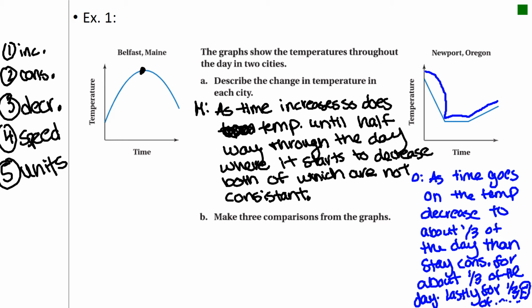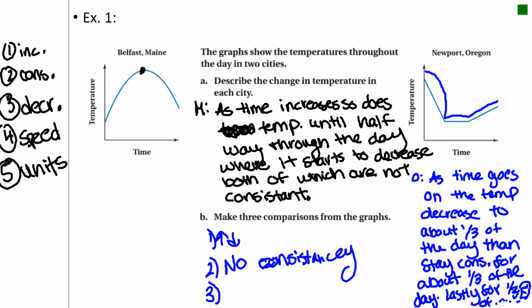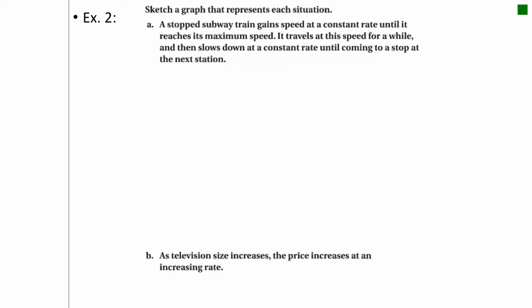So Maine in comparison to Oregon, they both have increasing, they both have decreasing. They both do not have consistency. And the last thing I would say, a major thing, is that Oregon starts off decreasing and Maine starts off increasing. They're like opposites. All right, the next example.